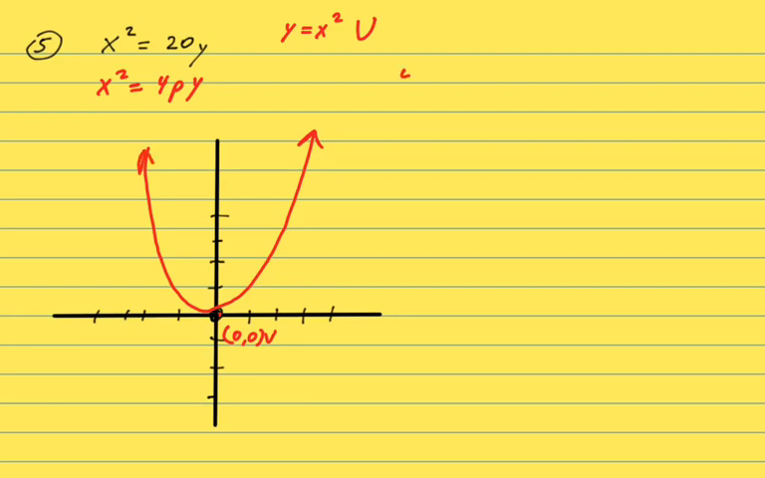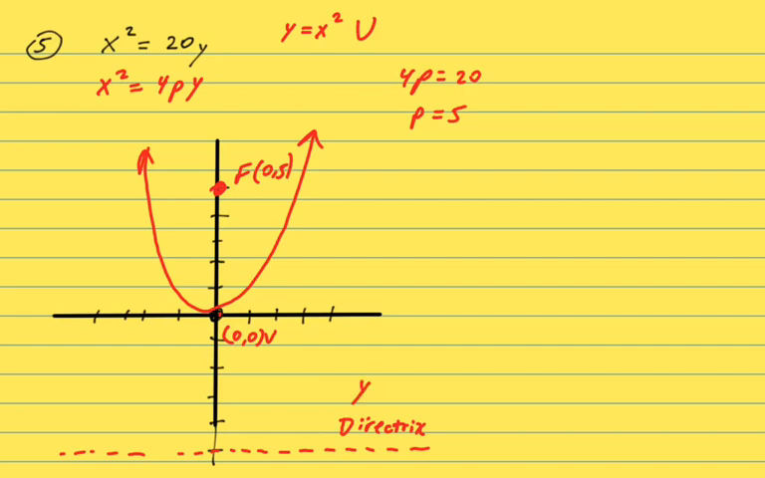Now what is p? If 4p equals 20, p would equal 5. So I'd go 5 to the inside to get my focus, and I'd go 5 to the outside to get the directrix. Directrix is a dotted line, and it's equidistant from the vertex. So this is called the directrix. If it's a horizontal line, it's y equals. In this case, I went down 5. So I believe the directrix is at y equals -5.